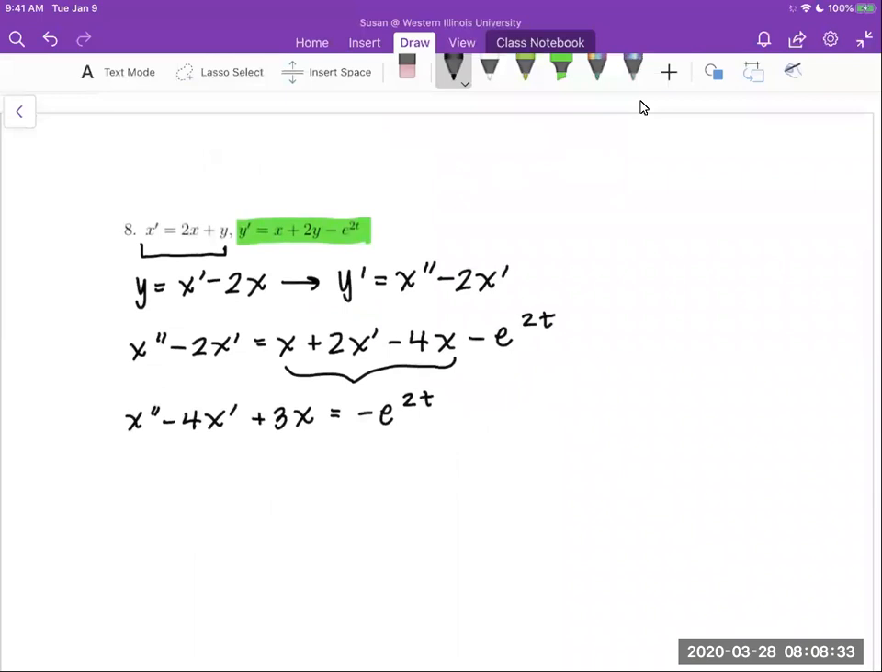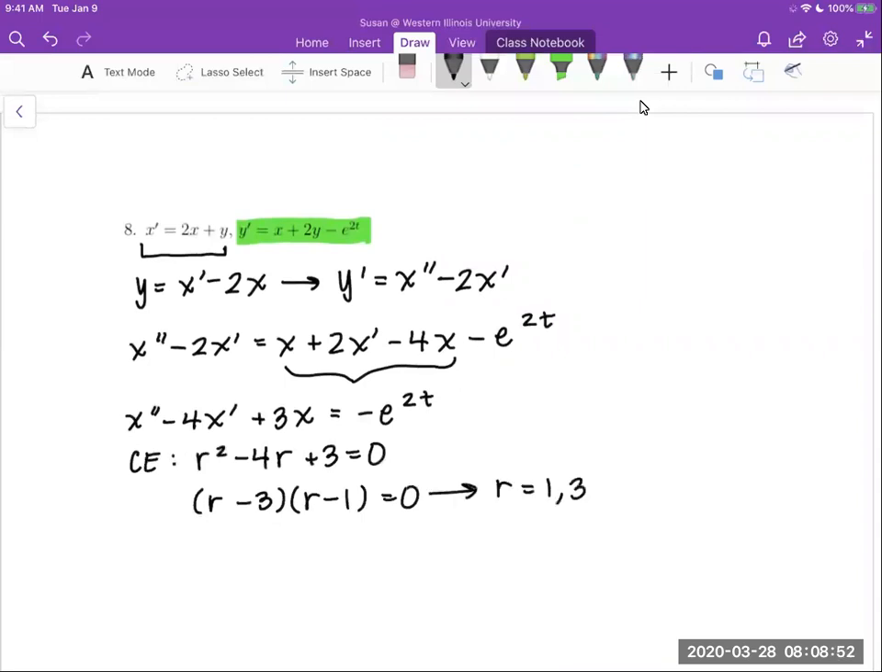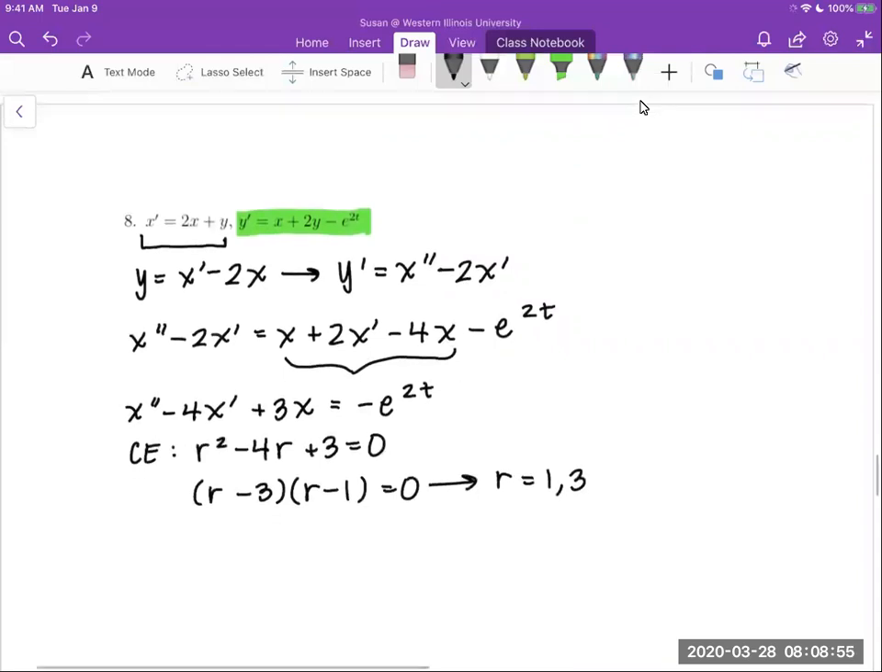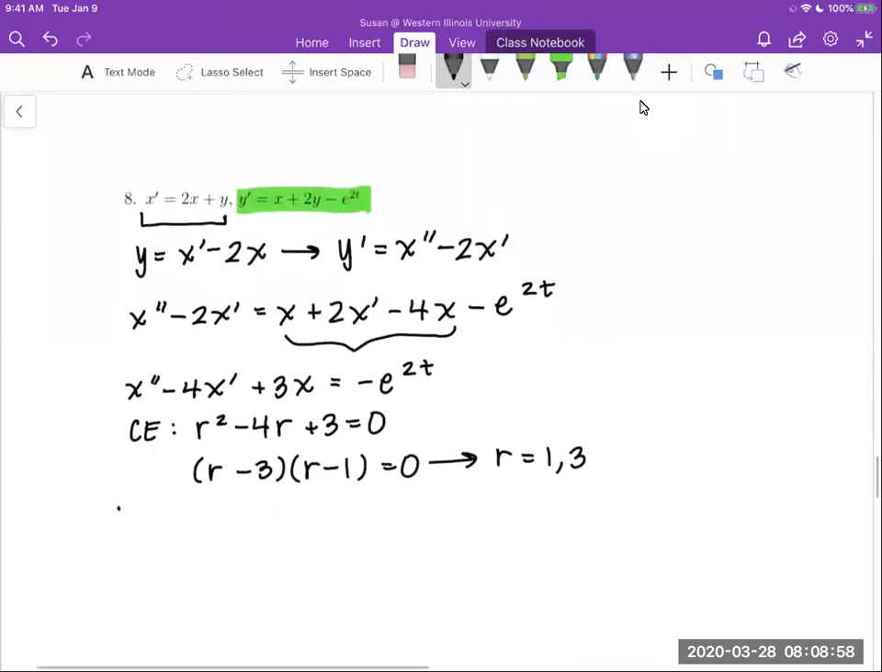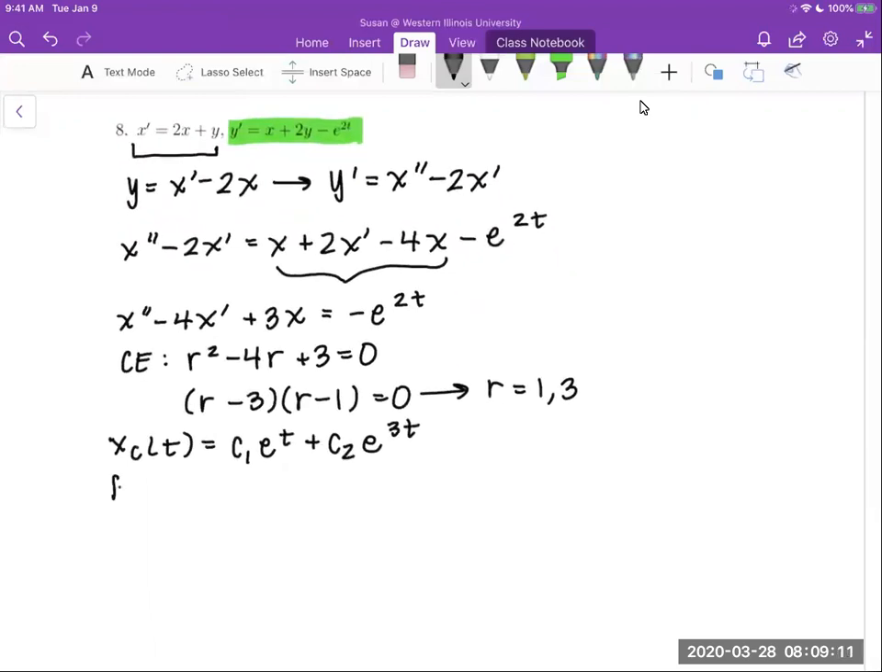So let's start by setting up the characteristic equation for the associated homogeneous DE. That's going to be r squared minus 4r plus 3 equals 0. That's going to factor to r minus 3, r minus 1. And so our roots are real and distinct numbers 1 and 3. So we can set up our complementary function, which is going to be C1 e to the t plus C2 e to the 3t.